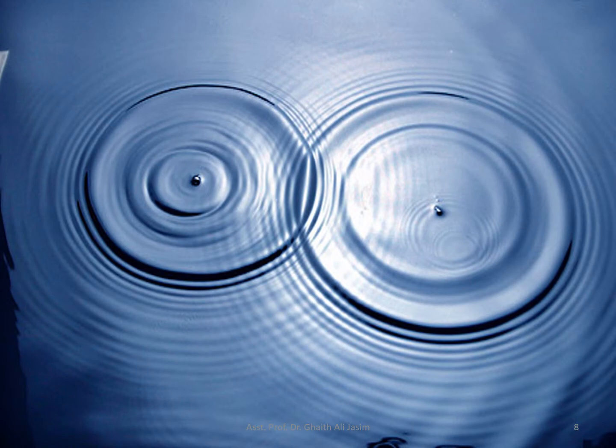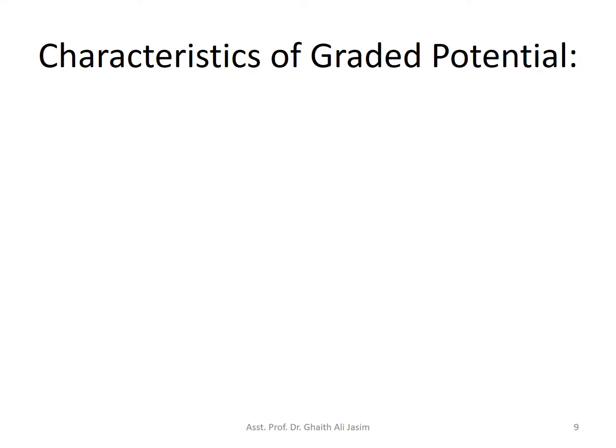Now I have a nice image of two drops that cause two waves that could interact with one another. This is also a clever way to understand graded potentials. So what are the characteristics of graded potentials? Let's keep in mind those drops that I talked about.